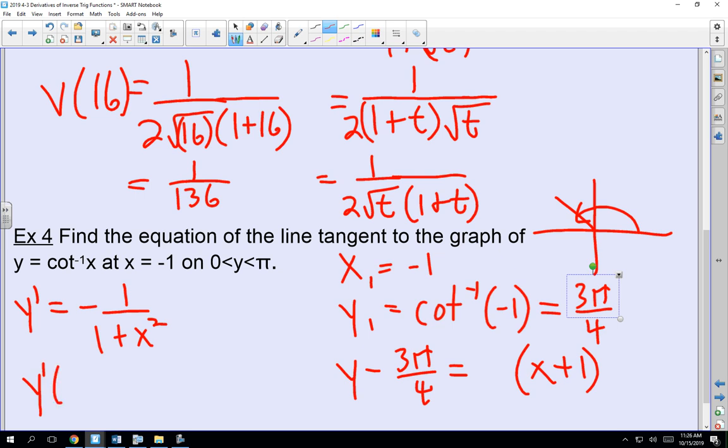So y prime of -1 equals -1 over 1 plus (-1) squared, which is -1/2. So the equation of the tangent line to the graph of y equals inverse cotangent of x at x equals -1 on 0 to pi is this. We're going to pop in -1/2 for m, and there it is.